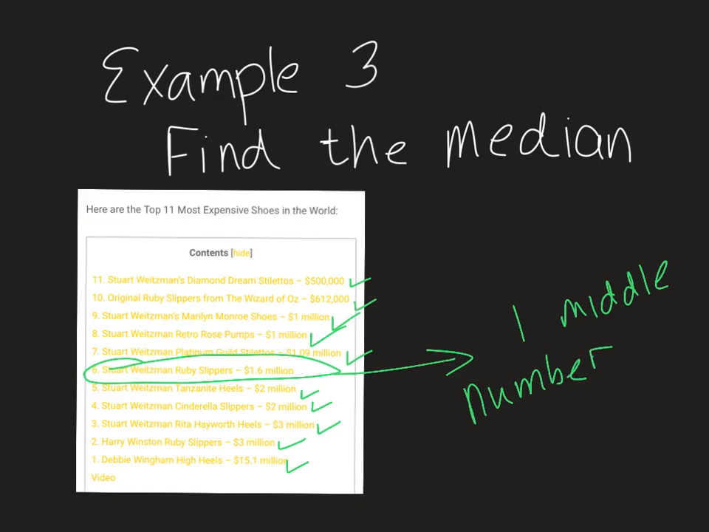So when you only have one number in the middle, that is simply your median. So the median is $1.6 million. Somebody actually paid $1.6 million for those ruby slippers from the Wizard of Oz. So just the middle of the road as far as the most expensive shoes in the world, the median is $1.6 million.